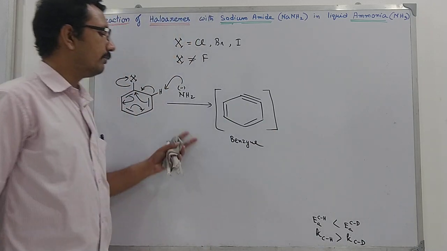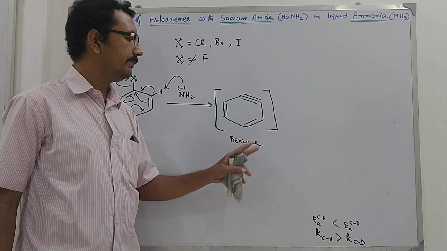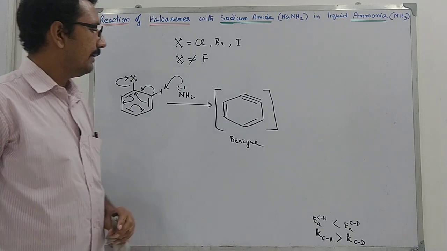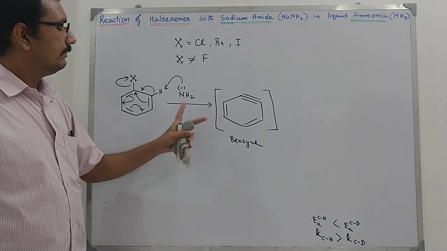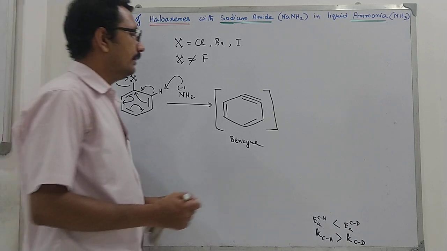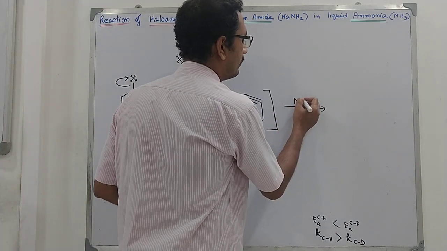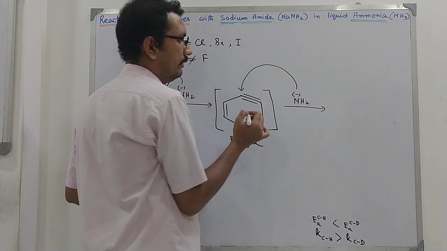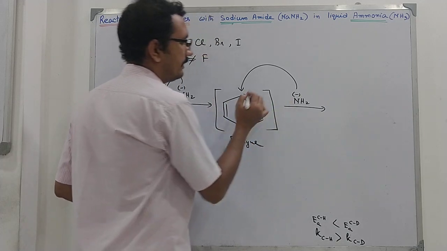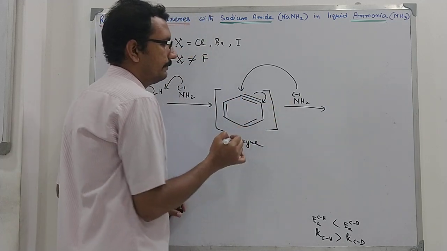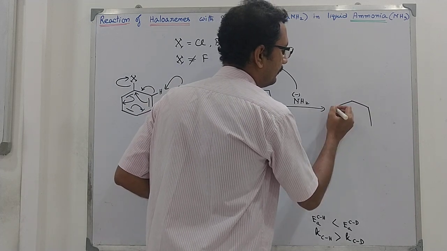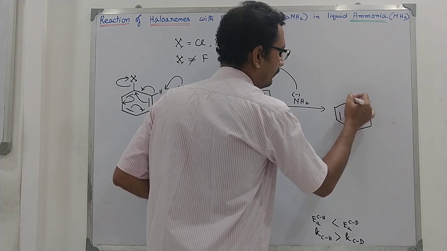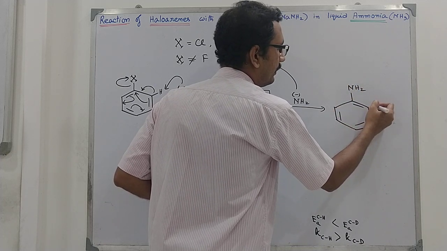I have told you just now that fluorobenzene will not proceed through the benzyne intermediate, but for the rest of the halogens, chlorine, bromine and iodine, we will find the reaction to proceed through the benzyne intermediate. Now there is enough NH2 minus within the system. Now it is no more a base, it will act as a nucleophile here, so it will open up here and relieve the strain. Here it is NH2 and here we have a minus.